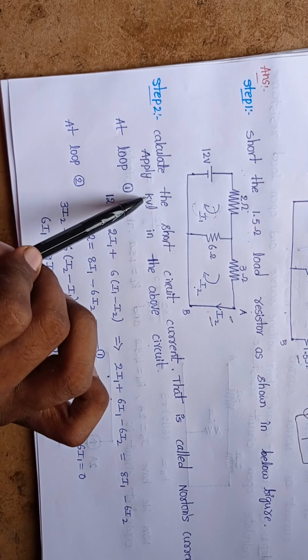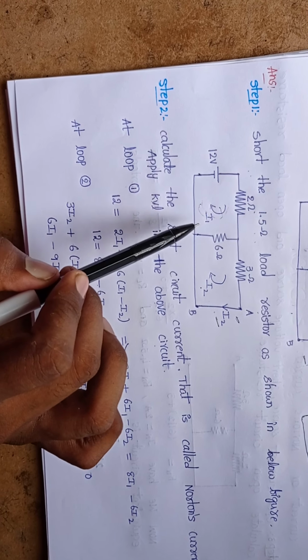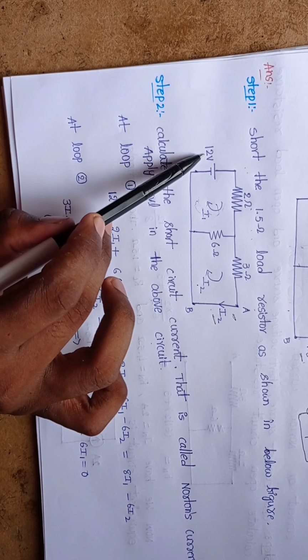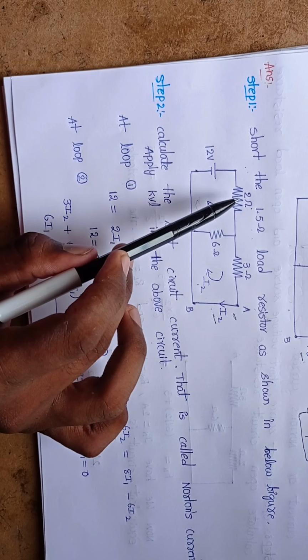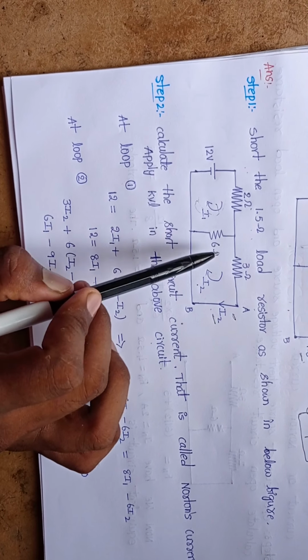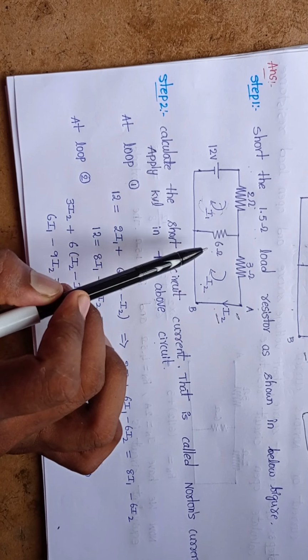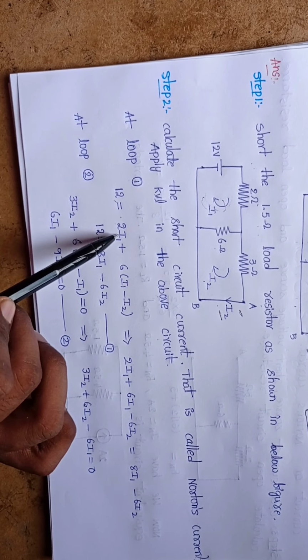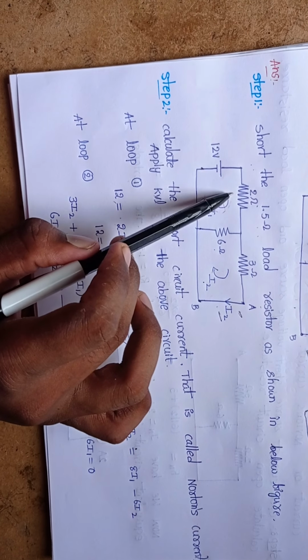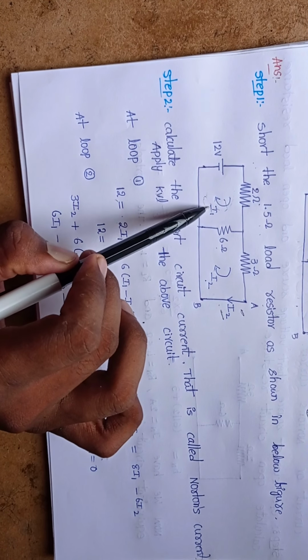We know KVL means voltage rises equal to voltage drops. Voltage rises equal to 12 volts. Voltage drops are at the 2 ohms and 6 ohms. We have the voltage drop: 12 equals 2I1. The current flowing through the 2 ohms resistor is I1.